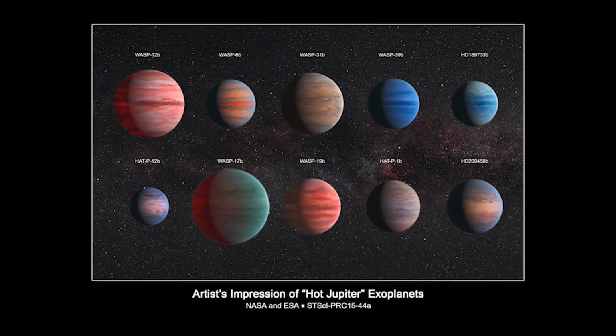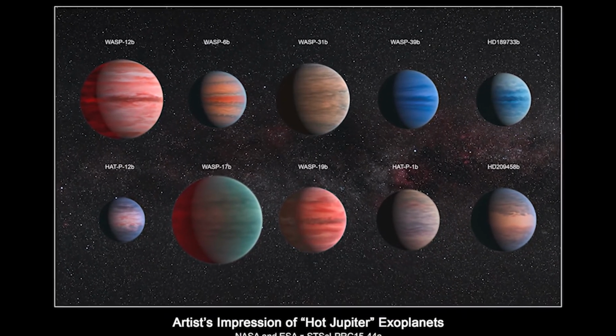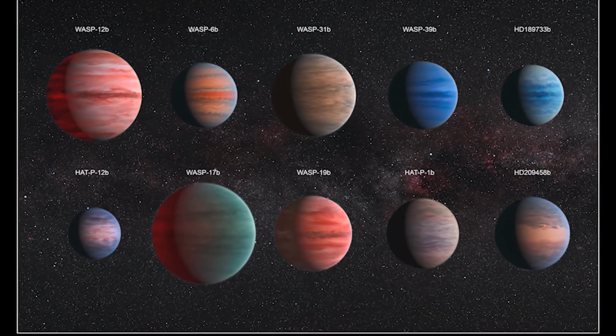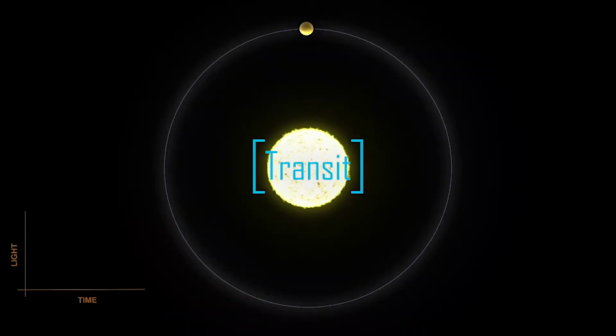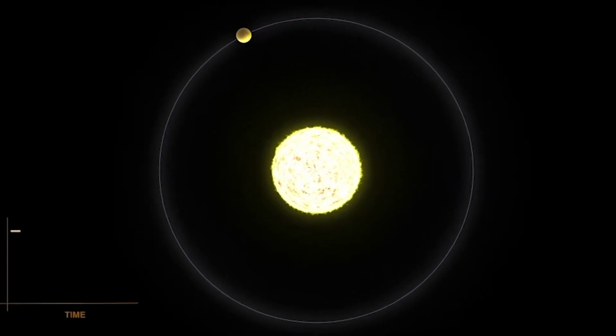There are 5 methods scientists use to find exoplanets. An exoplanet is any planet that is not in our solar system. The first method we're going to discuss is called the transit method. This method has been the most successful method for detecting exoplanets. This method has resulted in the most number of exoplanet findings.